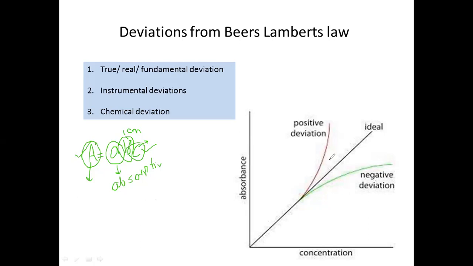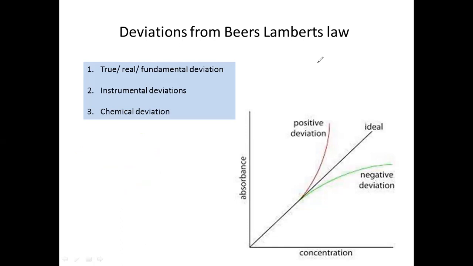Sometimes we may get a deviation from Beer-Lambert's law. There are two types of deviation, a negative deviation and a positive deviation. In the negative deviation, the observed absorbance is less than the ideal absorbance, and this can be seen generally at higher concentration values. While in the case of positive deviation, the observed absorbance is higher than the ideal absorbance. So we call this a positive deviation.